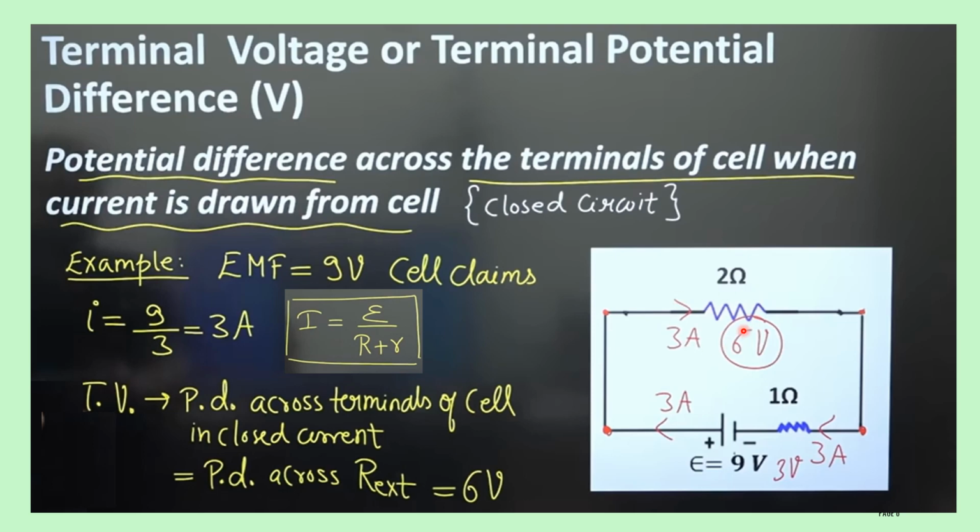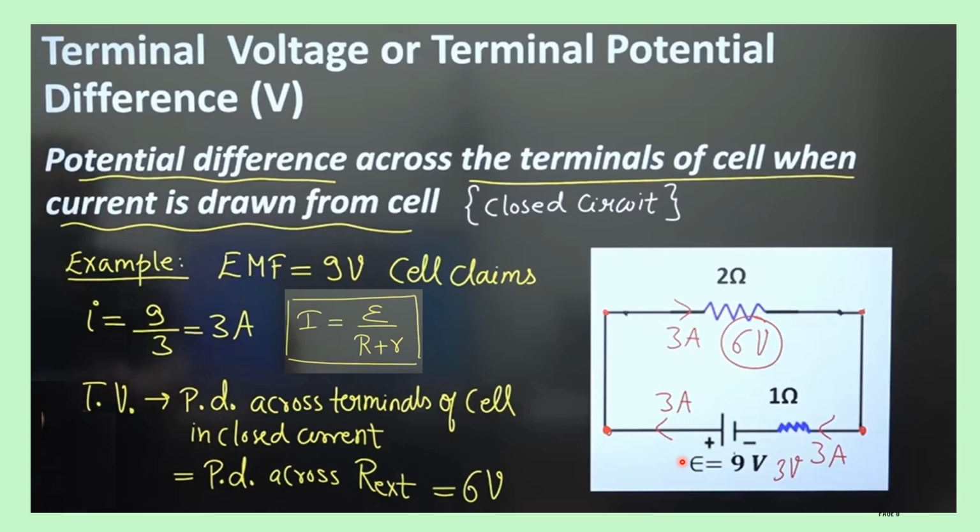Calculate how much voltage the external resistance gets. You know the formula V is equal to IR. I is 3, R is 2, 3 twos are 6. The external resistance gets 6 volt. Then calculate for the internal resistance also: V is equal to IR. I is 3, R is 1, 3 ones are 3. Therefore the internal resistance gets 3 volt.